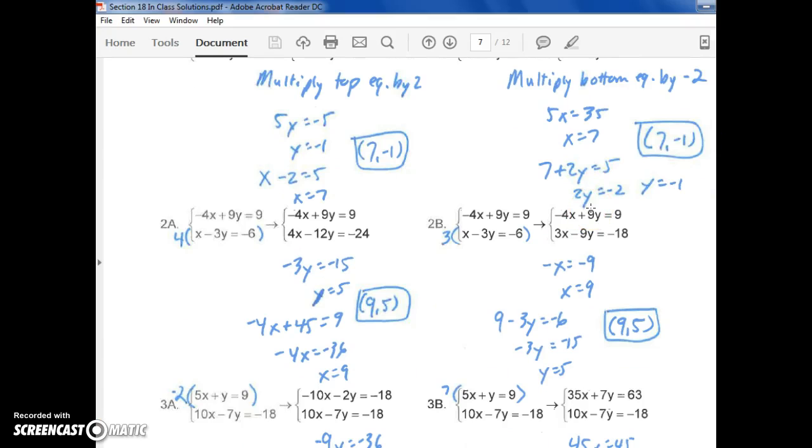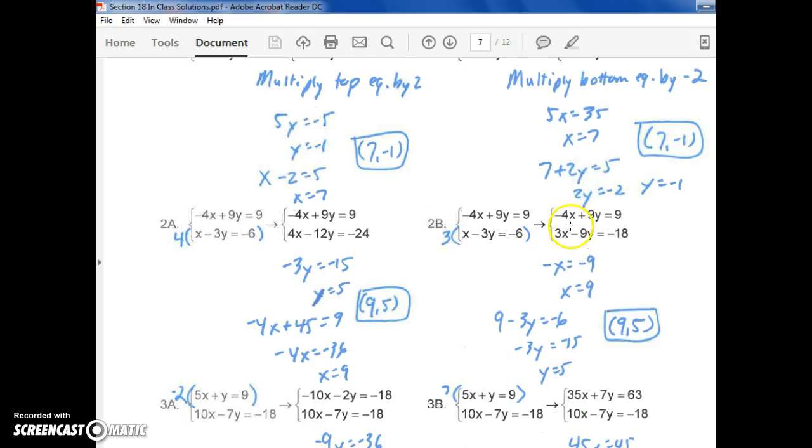Question 2 is the same type of thing, but again, different choices that we have to make. On the left-hand side here, we decided to eliminate x. So we multiply the bottom equation by 4. When I multiply the bottom equation by 4, I have 4x minus 12y equals negative 24. I can add my like terms, negative 3y equals negative 15, and solve for y. On this side, we eliminate y, so we multiply the bottom equation by 3. 3x minus 9y equals negative 18.